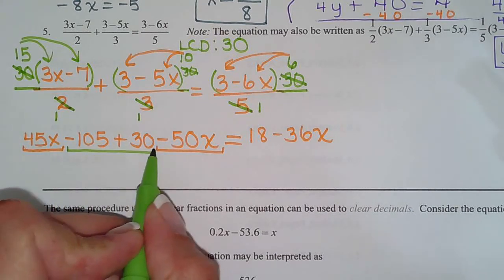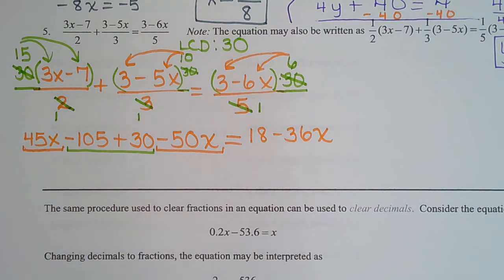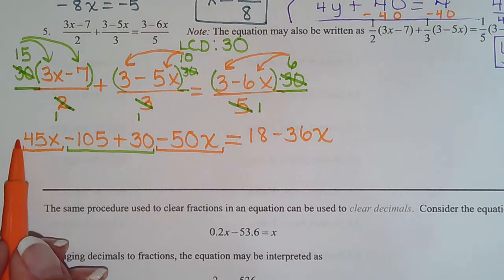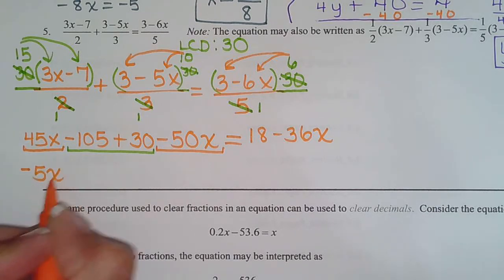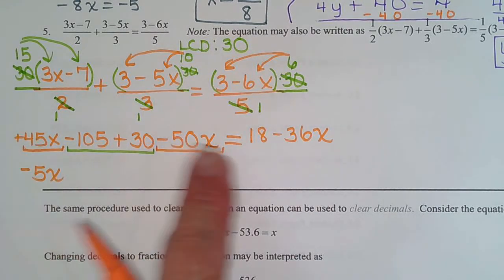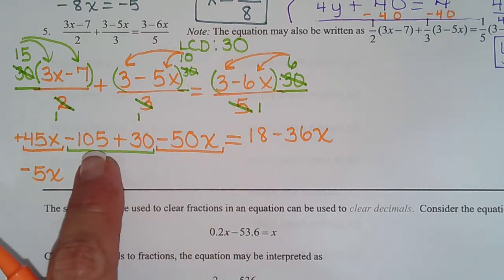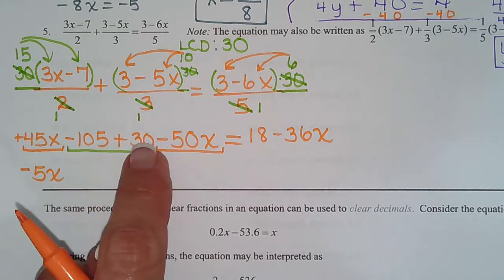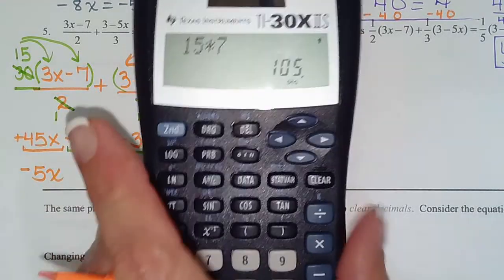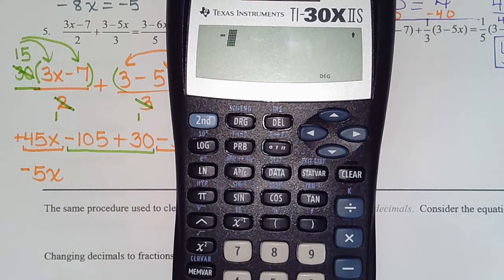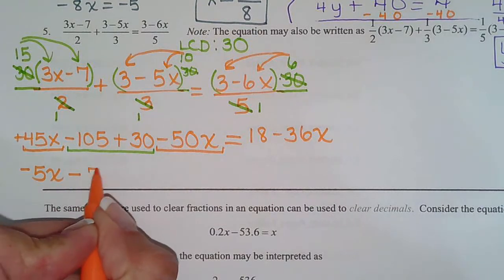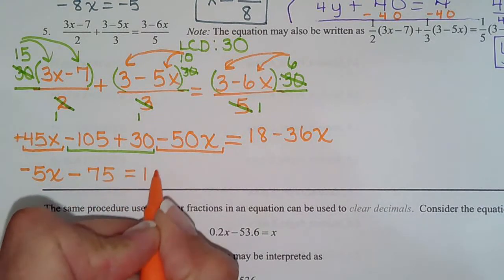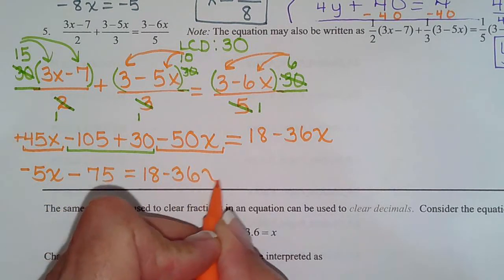Like terms means they have the same variable or the same lack of variable. So positive 45 and negative 50 would be negative 5x, because again, the signs are different. So you subtract and keep the sign of the larger. And here again, the signs are different, so we can do this one. Negative 105 plus 30 is negative 75. So negative 75 equals 18 minus 36x.